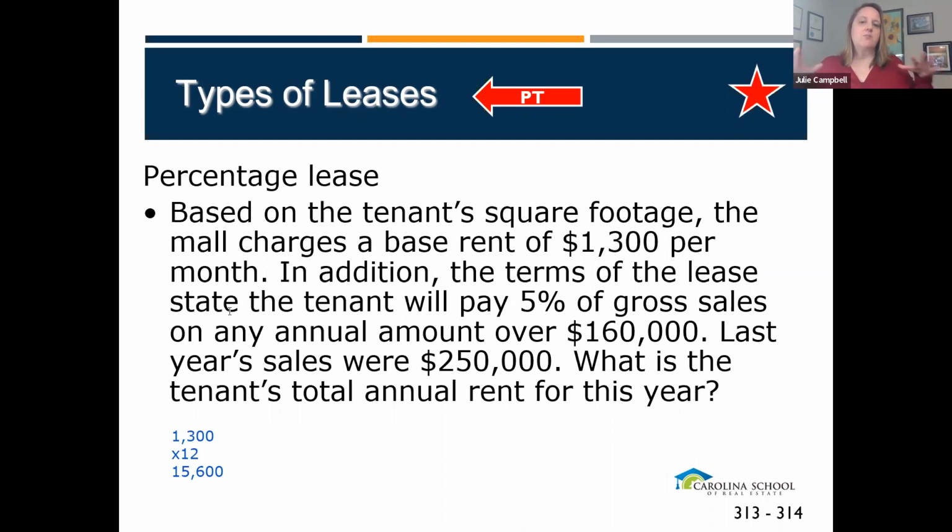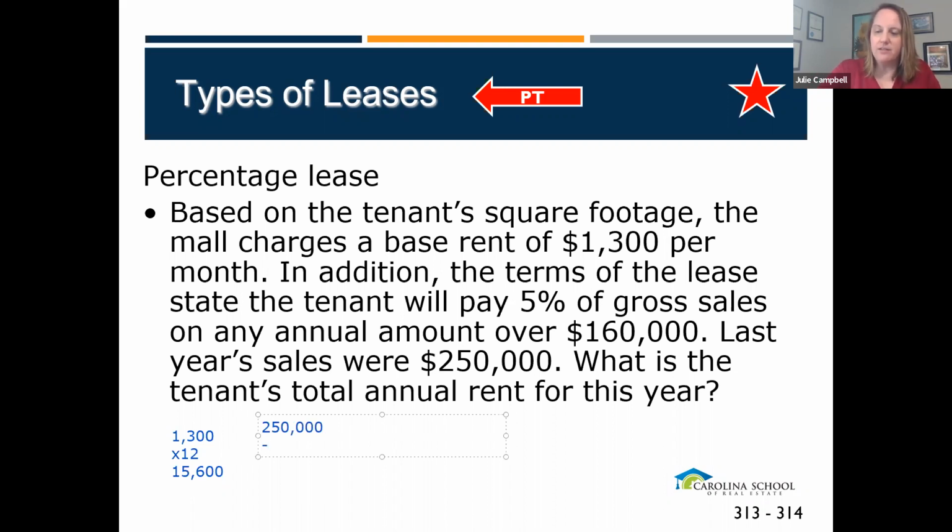The second piece is a percentage of their sales. And it says we're going to pay 5% on any amount over 160. So if sales were bad last year and you only have $159,000 in sales, all you're going to pay is the base rent. You only pay the percentage on any amount over 160. Last year's sales were $250,000.